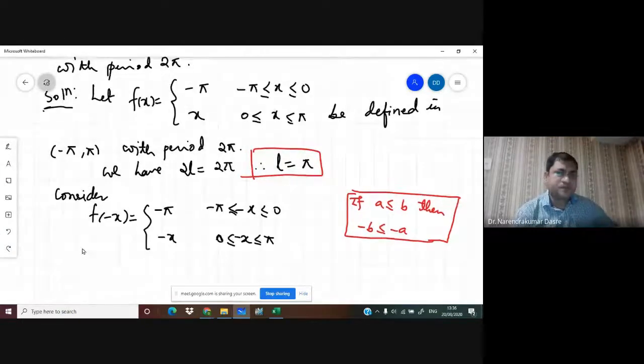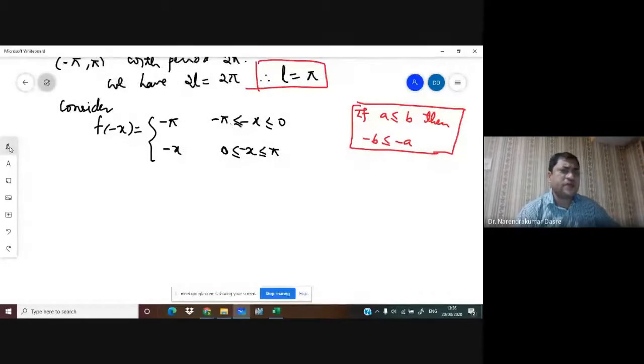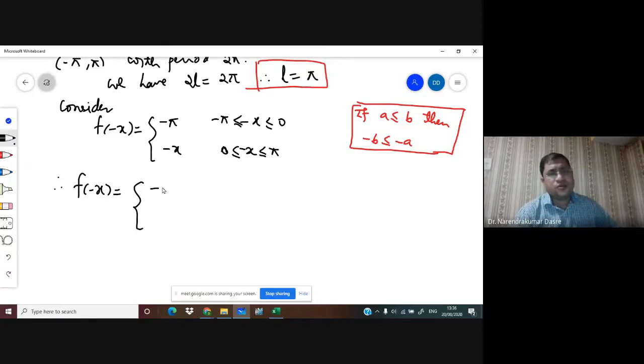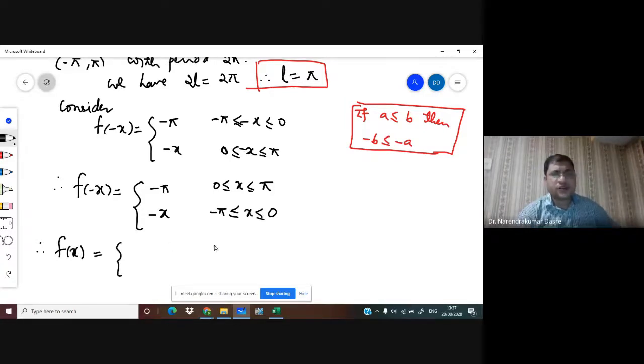If we multiply these inequalities by minus 1, we get f of minus x is equal to, so it is minus pi, 0 less than or equal to x less than or equal to pi, and it is minus x, minus pi less than or equal to x less than or equal to 0. So we rearrange this function. If we rearrange the function, minus pi less than or equal to x less than or equal to 0, 0 less than or equal to x less than or equal to pi, then we get here this is going to be minus x and this is going to be minus pi.